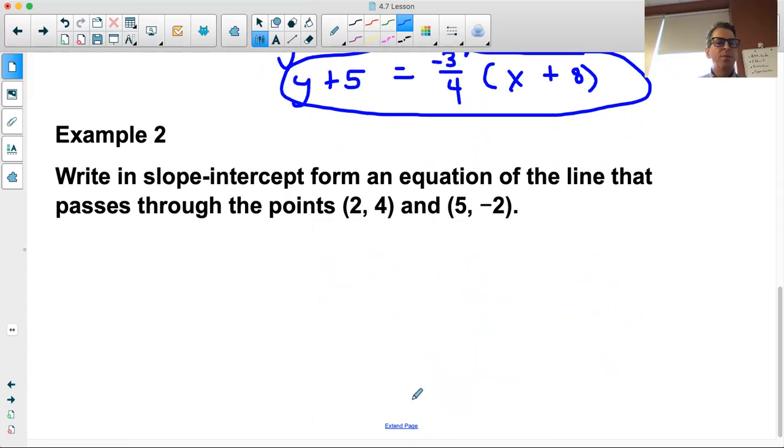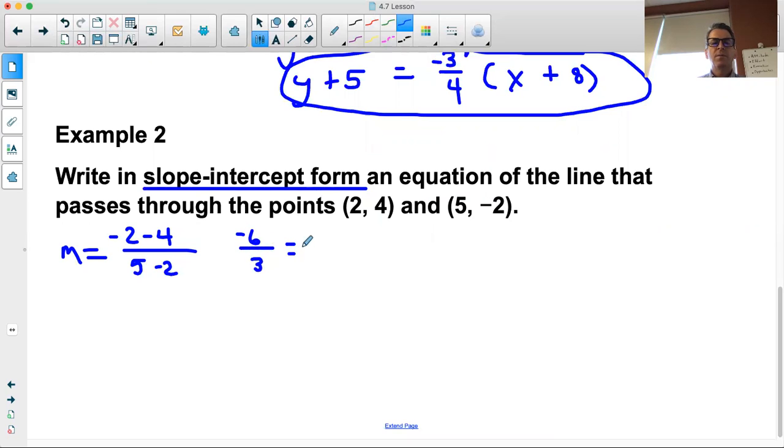Example 2: write in slope-intercept form an equation of a line that passes through the points (2, 4) and (5, -2). They would like you to write it in slope-intercept form, using point-slope form to start out. With the 2 points, we can find the slope. -2 minus 4, divided by 5 minus 2. So the slope is -6 over 3, which is equal to -2.